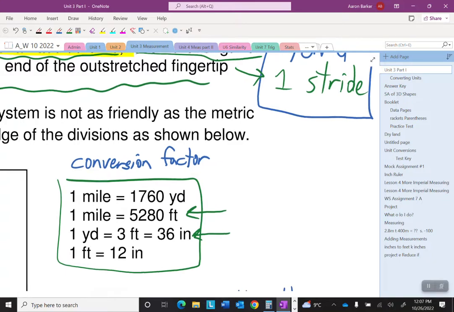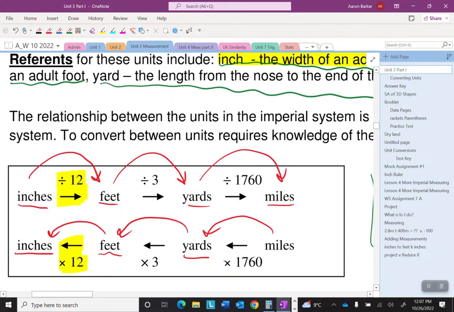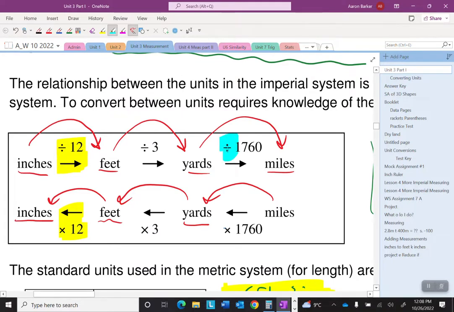Now, for us today, what we're going to do is use this. This is the conversion factor in a simplified staircase, kind of like we did yesterday. From inches to feet, you divide by 12. Feet to yards, you divide by 3. Yards to miles, you divide by 1760. Going the other direction, you would multiply. Miles to yards, it's times 1760. Yards to feet, times 3. Feet to inches, times 12.